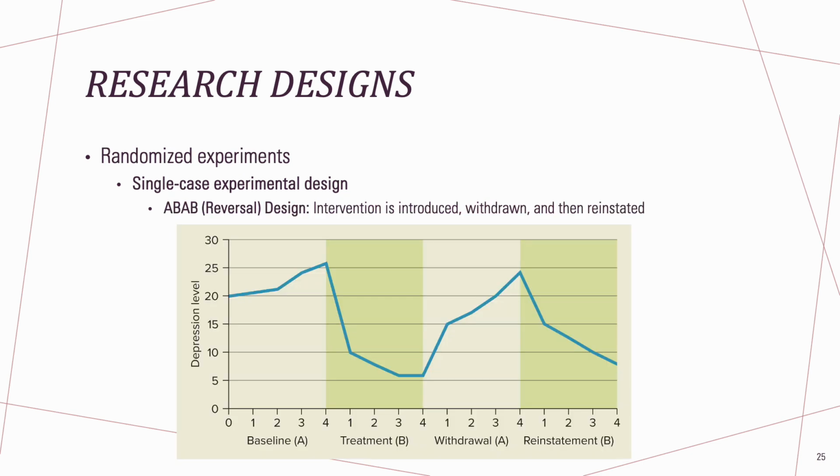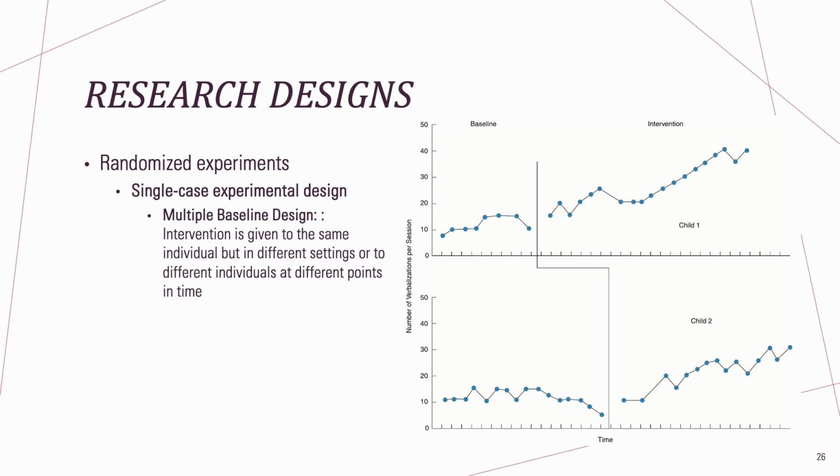So just really quickly, here's an example of that AB reversal design. So you can see here we're assessing at baseline. That's when the intervention is introduced, and then we withdraw, and then we introduce, and then we withdraw. And then here's our multiple baseline design. So you can tell that there's multiple time points being assessed here.